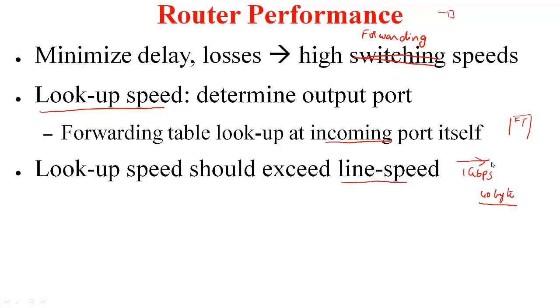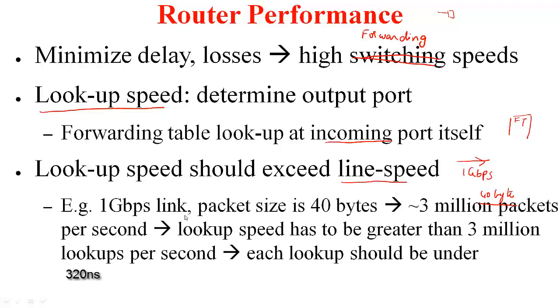So for this particular case where you have an input line speed of 1 Gbps and 40 byte packets, how much should your lookup speed be? So basically, when you get 40 byte packets continuously on a 1 Gbps link, you're basically getting 3 million packets per second, and this implies that your lookup speed itself has to be greater than 3 million lookups per second, because for each packet you're doing one lookup. This implies that each lookup should happen under 8 nanoseconds.